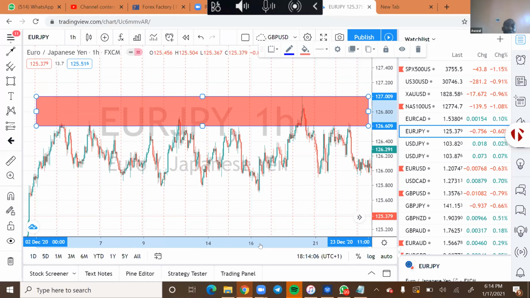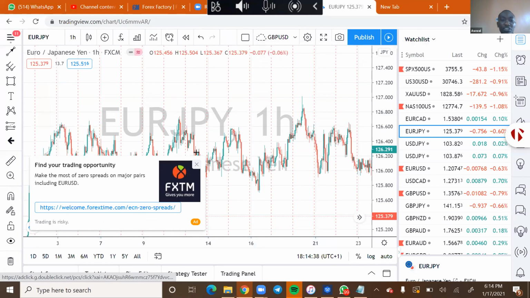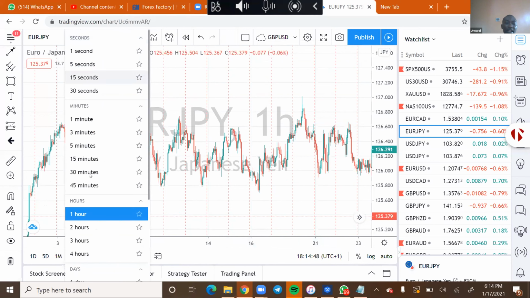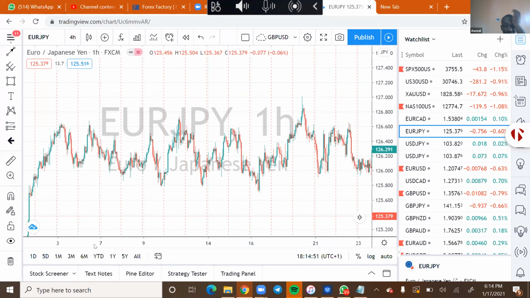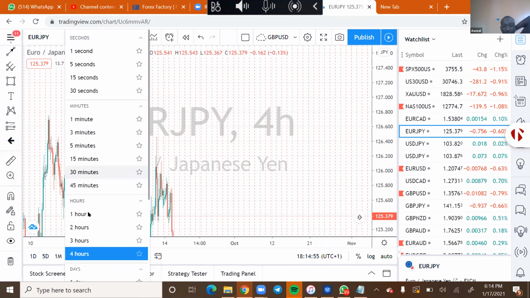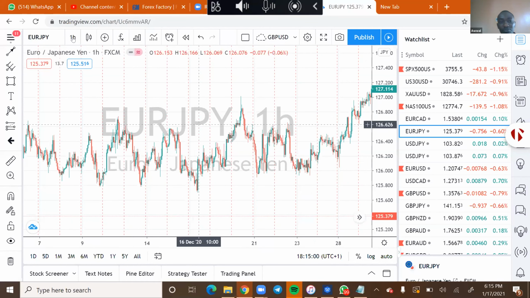Your entry point is just going to be probably when there's a close of a candle. So usually, for instance, what I have on my screen is Euro JPY 1 hour. Each of these candles you are seeing here closes every 1 hour. That is what we mean by time frame. So if I click here and go to, let's say, 4 hours, this means each of these candles is for 4 hours. So your entries are always based on the close of a candle. That is the best time to enter a trade. Close and opening of a candle.